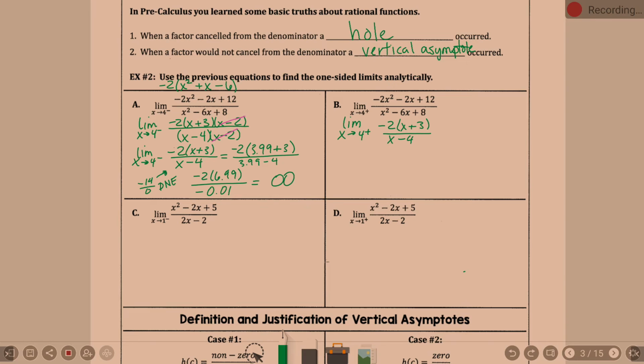We just discussed that we think it's going to be negative infinity. Can we prove it? Well, plug in a number from the right. Negative 2 times 4.01 plus 3 over 4.01 minus 4. So you end up with negative 2 times 7.01 over 0.01. This is kind of like negative 14 over 0 again, yes? But this time, it's a negative divided by a positive, isn't it? We still have a number on top that's staying roughly the same divided by a number on bottom that is getting infinitely smaller. And so this is going to be negative infinity.